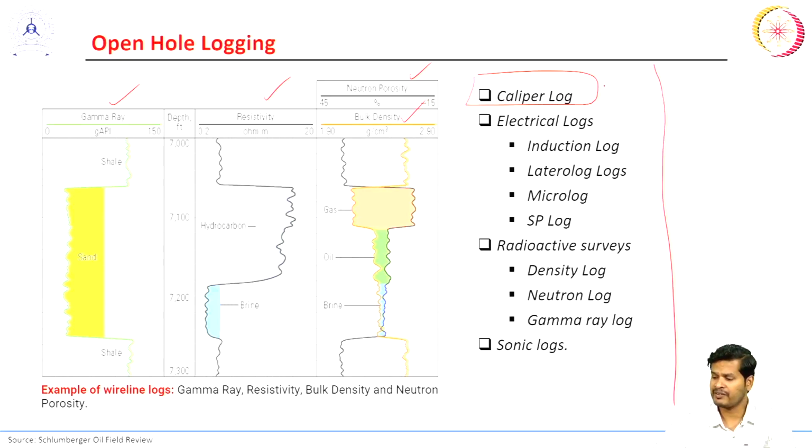Starting from the caliper log, which measures the borehole diameter. Many times caving might happen, or sudden borehole enlargement may happen. So the assumption that the borehole size will be the same as the bit size is not true. You might think that we are drilling a well with, let's say, a 9-inch bit, and so the borehole size will be 9 inches, but it will not be 9 inches.